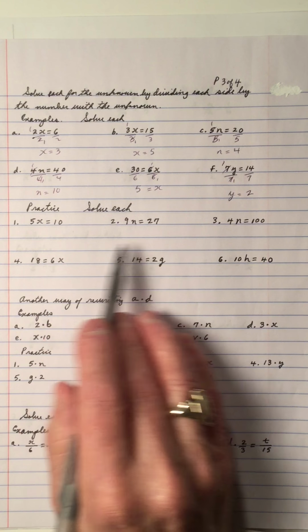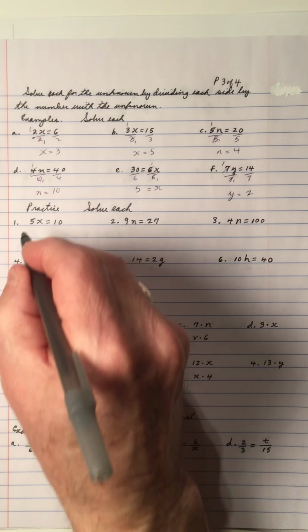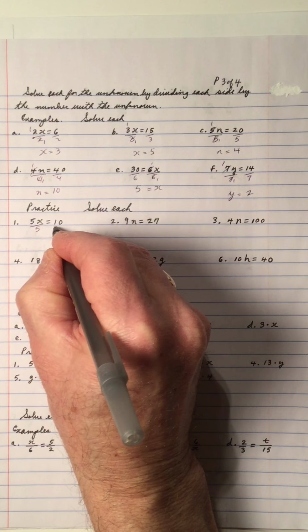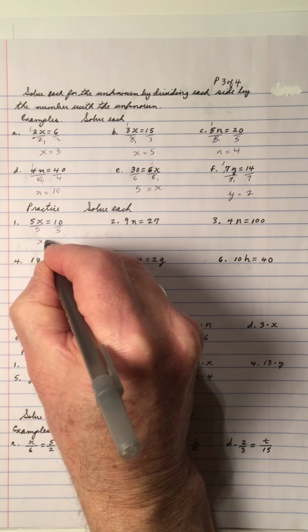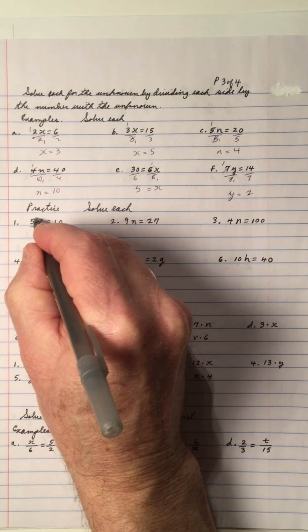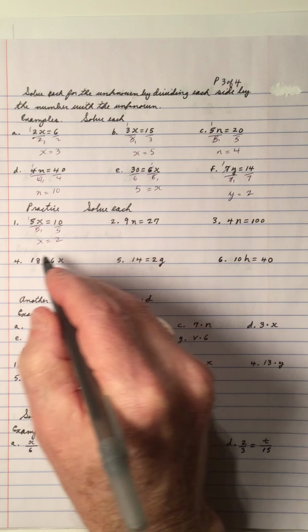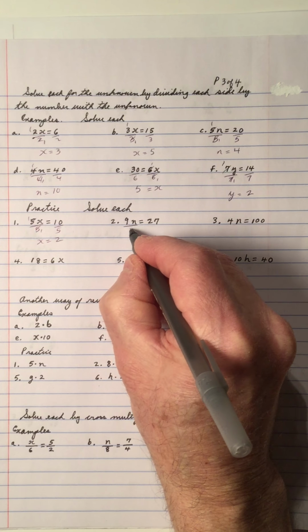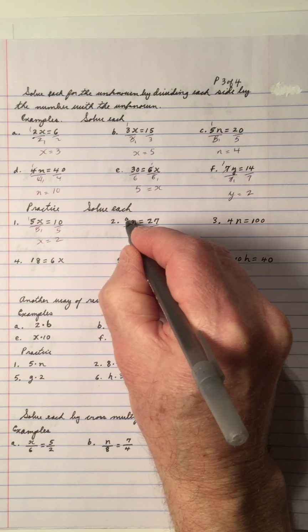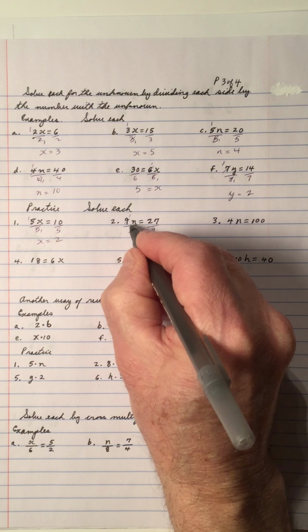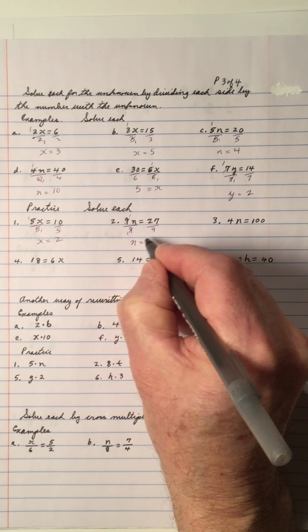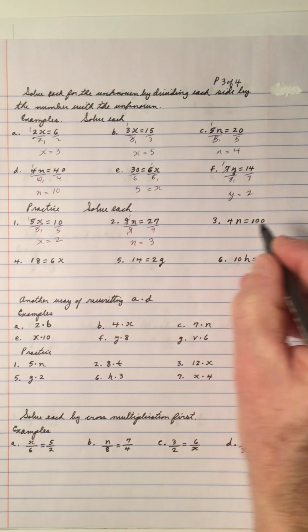And practice. Pause the video, work these out, come back to see if your answers are right. Divide each side by 5. Notice the 5's cancel, 1 and 1, and you get 2. Divide each side by 9. The 9's cancel, 1 and 1. So you get n equals 27 divided by 9, which is 3.